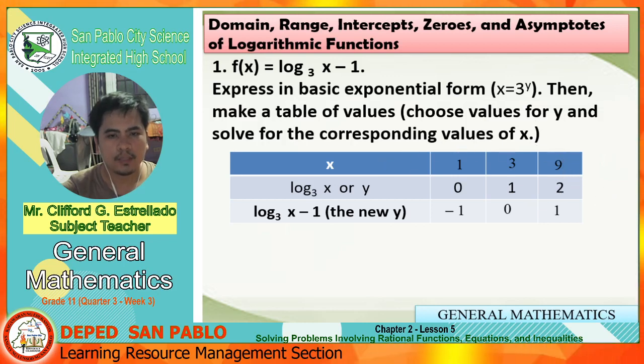Yun yung x. Since meron ngang minus 1 doon, meaning vertical shifting ang magaganap, so magkakaroon ka ngayon ng new y. Okay? So, meaning yung y mo, magma-minus ka ng 1. 0 minus 1 is negative 1. 1 minus 1 is 0 and 2 minus 1 is 1. Ito yung new y natin. Kaya mayroon tayong ordered pairs: x is 1, y is negative 1; x is 3, y is 0; and x is 9, y is 1.